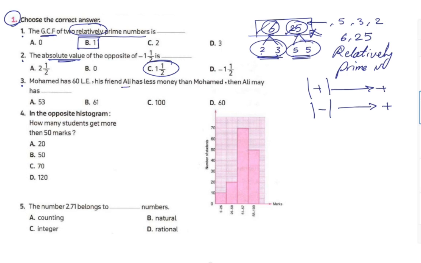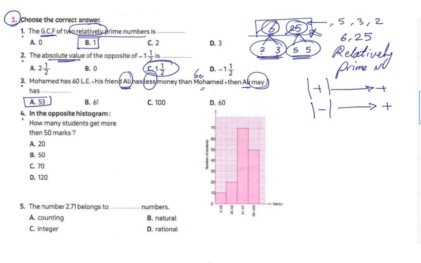Point 3, Muhammad has 60 LE. His friend Ali has less money than Muhammad. So Muhammad has 60, but Ali has less than Muhammad. So Ali has money less than 60. So Ali may have any number less than 60. Which one is less than 60? It's 53.